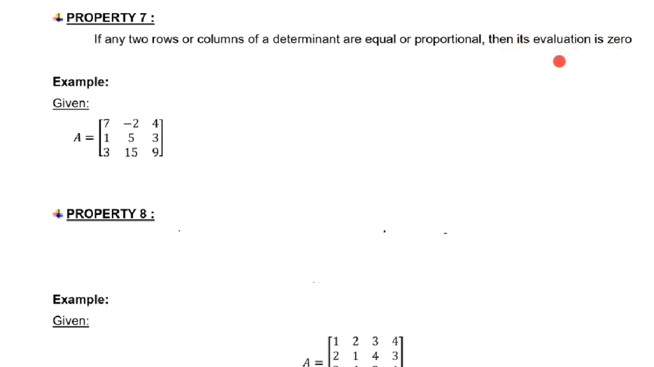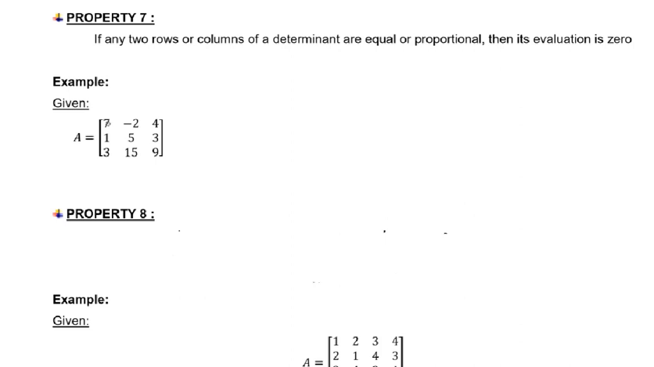The determinant, or the evaluation of our matrix, is 0. So let's solve to check if our determinant really is 0 in our example, since row 2 and row 3 are proportional. Let's see if our determinant is 0. So let's check.